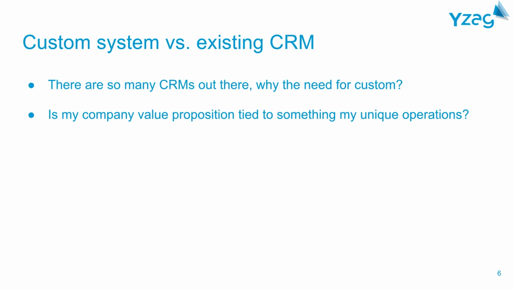Here's really the key question that it boils down to when deciding whether or not to go with a custom software system. Is my company's value proposition tied to something that should stay unique in my operations? So essentially the question is, is there a unique way of operating that creates my value proposition? And that's a very, very important question. And the answer is not only not always yes, it's usually no.